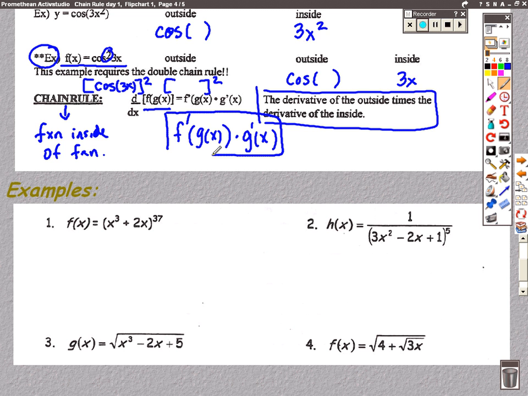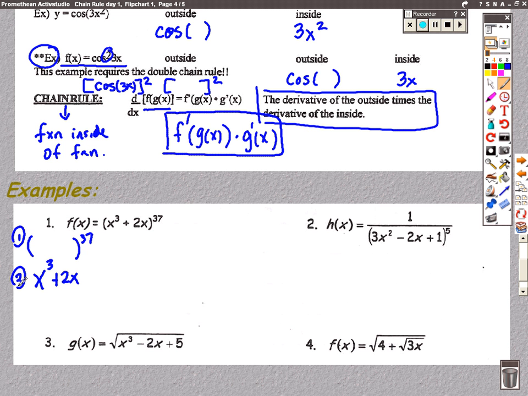You find the derivative of the outside, leave the inside alone, multiplied by the derivative of the inside. Alright, so let's see how that works. Let's take a look at problem number 1. In problem number 1, the outside function is the quantity to the 37th power. In other words, the power is the outside function. That's what we're doing on the outside. And the inside function is x cubed plus 2x. So we're going to tackle the outside first, and then we're going to tackle the inside.